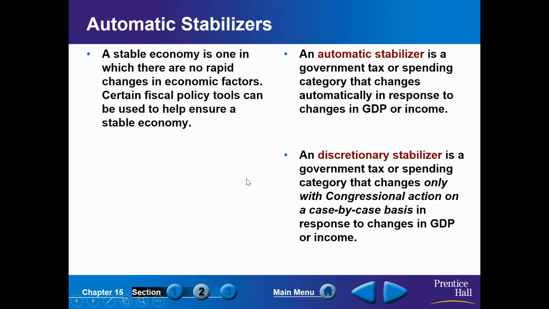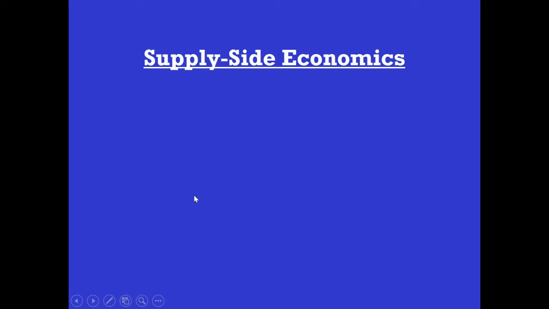In some situations, discretionary stabilizers have to be designed, and they require congressional action on a case-by-case basis. Literally, you have to look at every new situation and go, will we spend more or will we not spend more? So that requires a little bit of cooperation. Okay, so different kinds of stabilizers are sprinkled all throughout the economy.